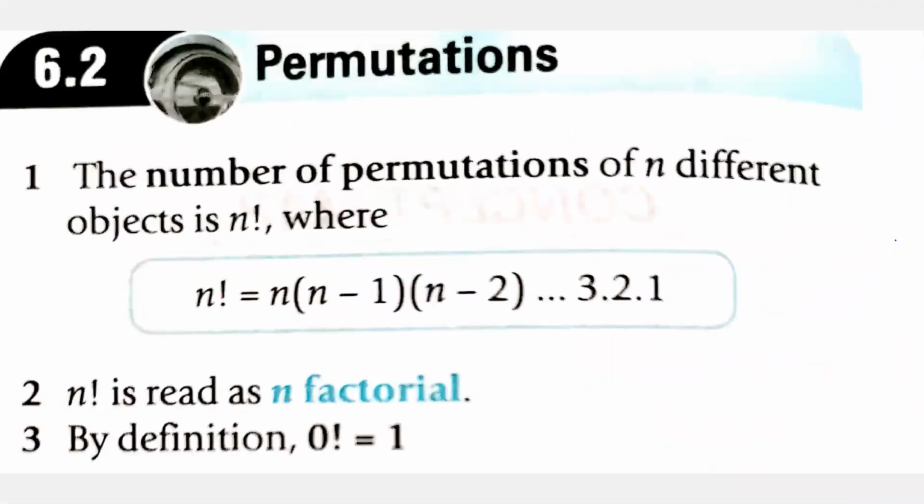Okay, so 6.2, we are going to learn permutations. The number of permutations of n different objects is n factorial, where n factorial is n times n minus 1 times n minus 2 and so on. By definition, 0 factorial is equal to 1.